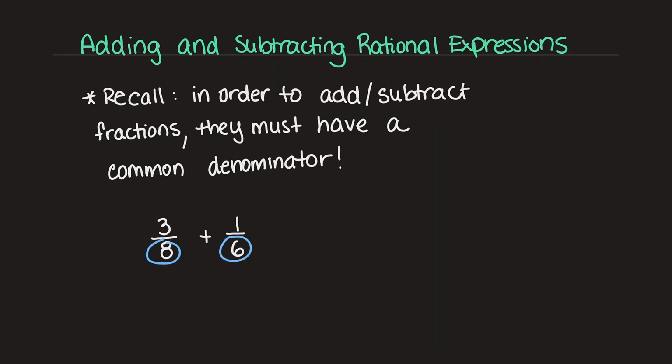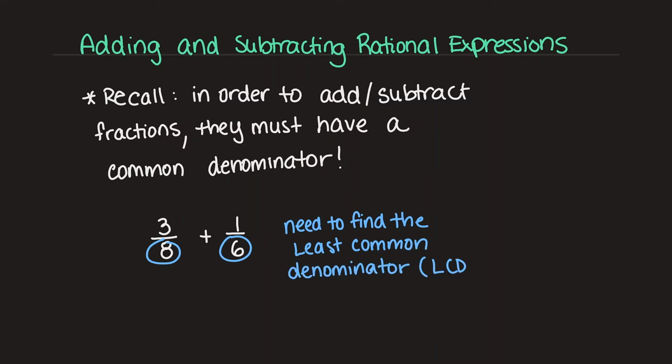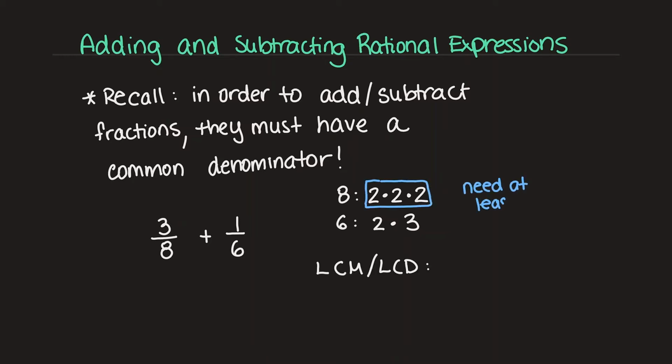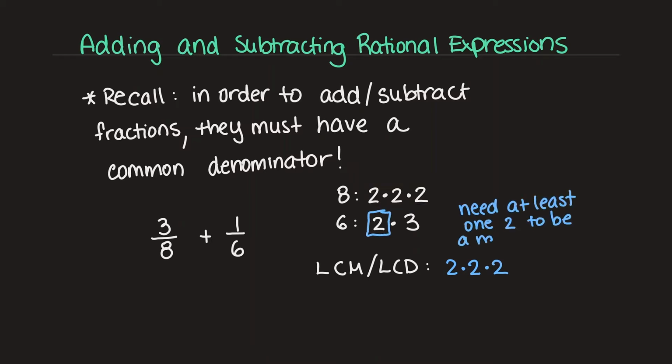To add this, first we would need to find the least common denominator, or the least common multiple, of 8 and 6. To find this, we can write out the prime factorization of 8 and 6. And then to find the least common multiple, we need at least 3 factors of 2 for this number to be a multiple of 8. So we include this in our LCM. And then we need at least 1 factor of 2 to be a multiple of 6. And since we already have 3 factors listed, this condition holds.